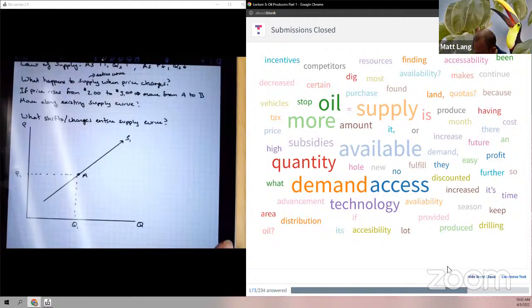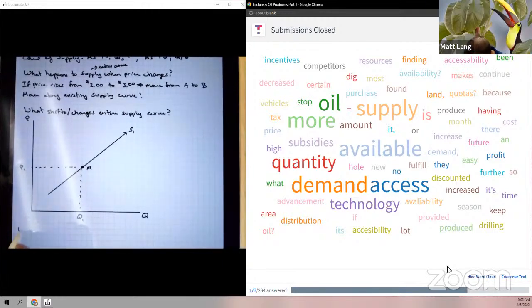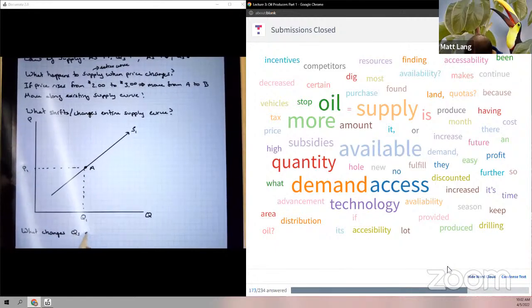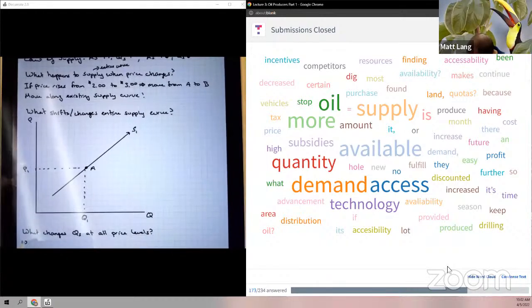And another way to write this is: what changes are quantity supplied at all price levels. Okay. What changes, and we'll rewrite this a different way, the amount produced other than price.